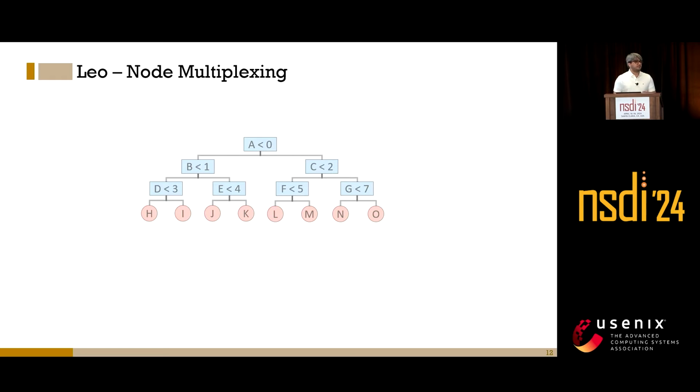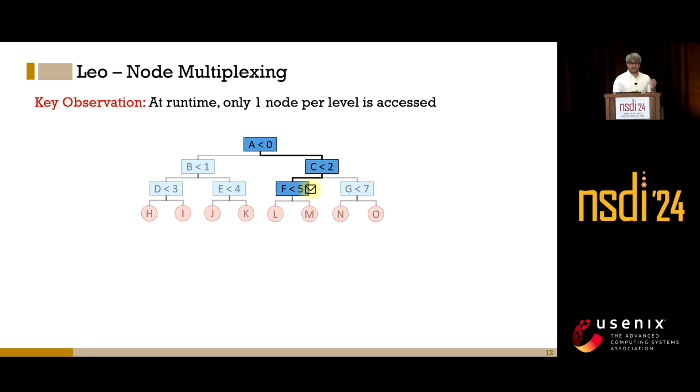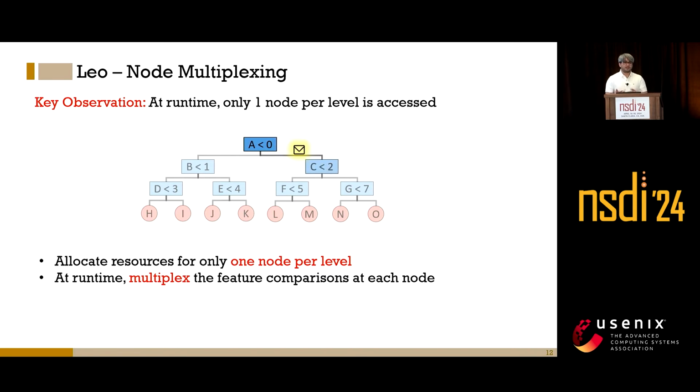So following from the previous question, we make a key observation, which is a packet only accesses a single decision node per tree level. So in the example shown, if we focus on the third level of the tree, there are 4 possible nodes, but this packet only encounters the f less than 5 node. So the insight here is that we should allocate resource for only one node per tree level. And then at runtime, we multiplex the feature comparison to use based on the path that that packet took through the tree.